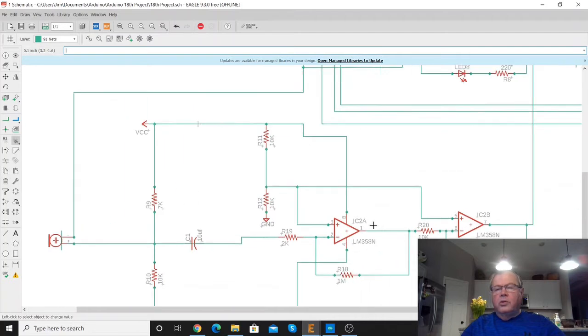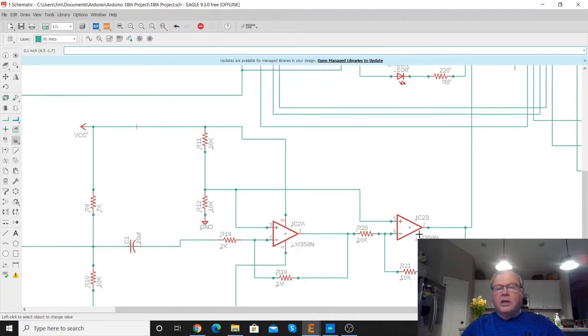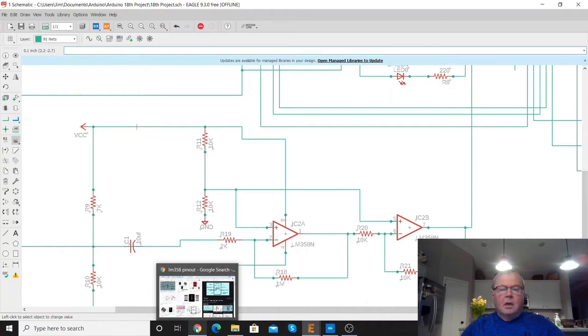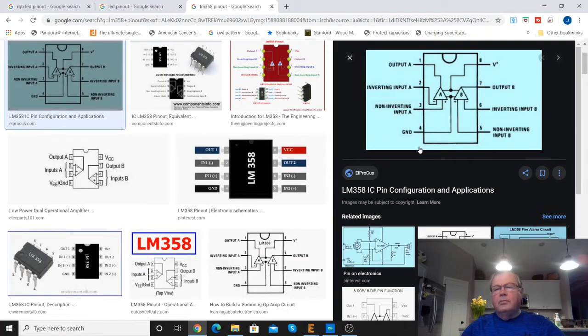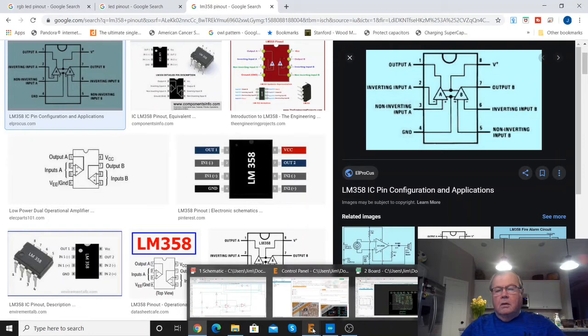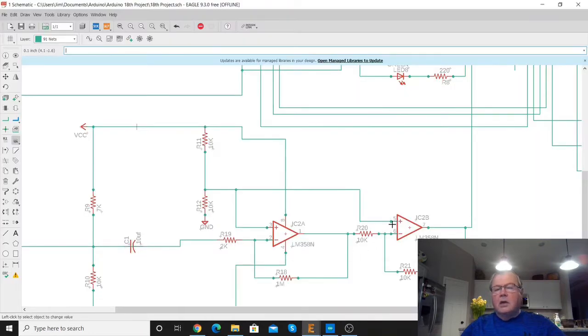So what we're doing here is we've got a second stage to this LM358 OpAmp, and both of these circuits are on one chip. This is the chip pinout right here. So we've got dual OpAmps here. So we're using the second stage as a unity gain amplifier.